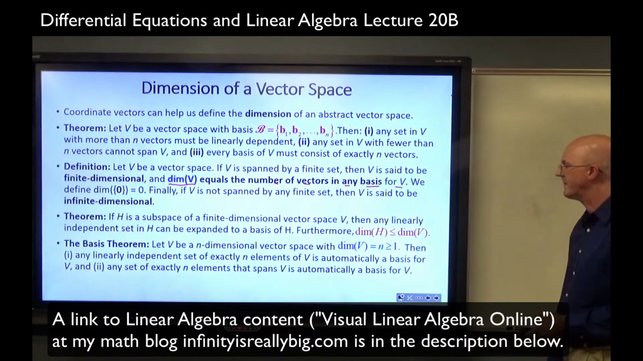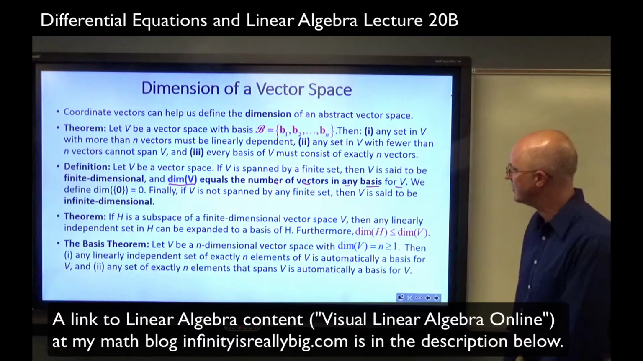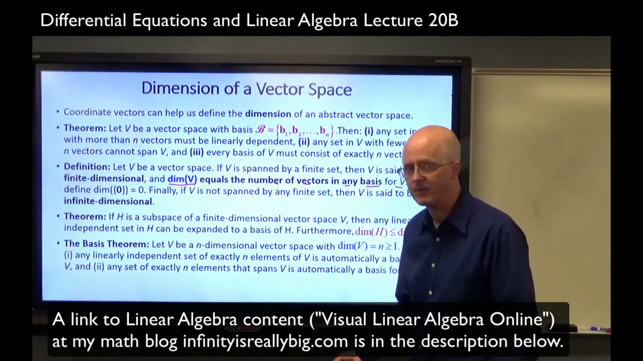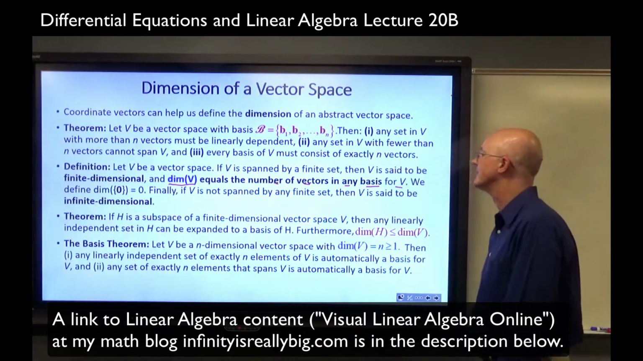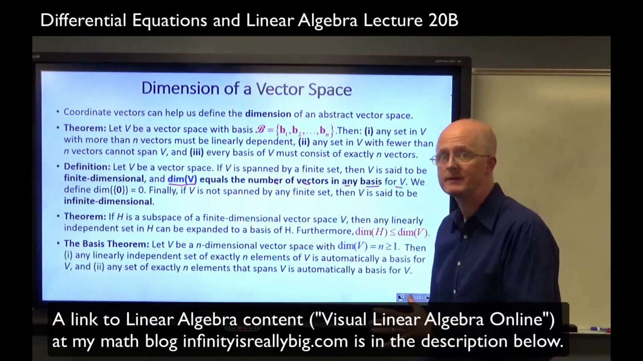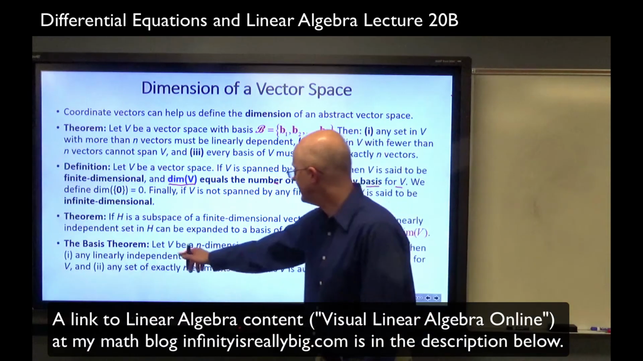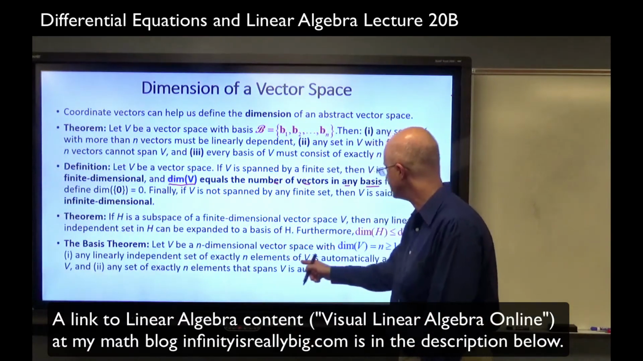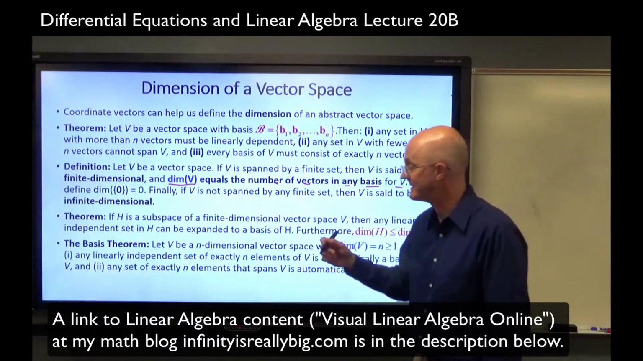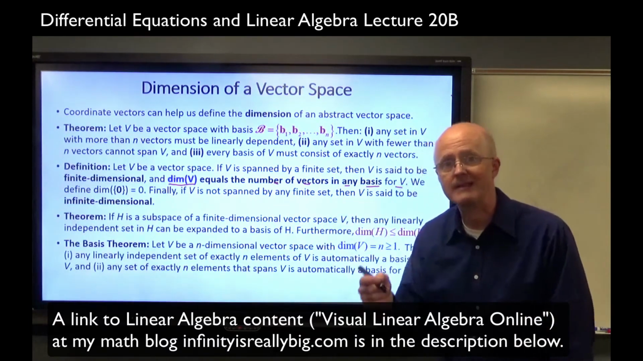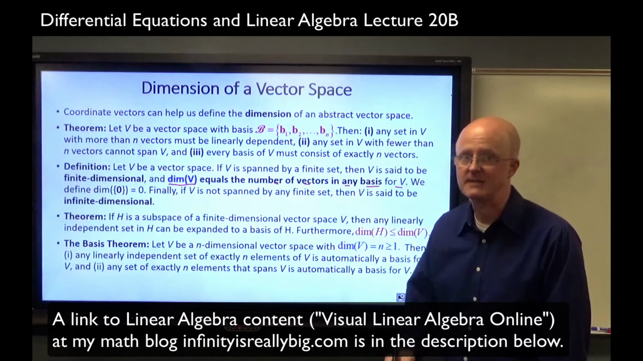And we have something called the basis theorem. If V is n-dimensional, with dimension greater than or equal to 1, so V is not the trivial vector space, this is very nice. This is very useful, this basis theorem. Any linearly independent set of exactly n elements in V automatically is a basis. In other words, it automatically spans V. So it's a basis for V.